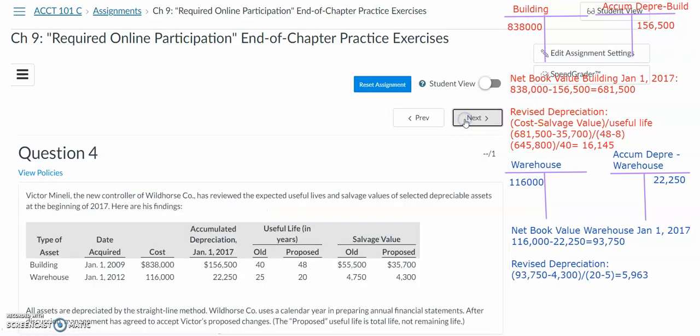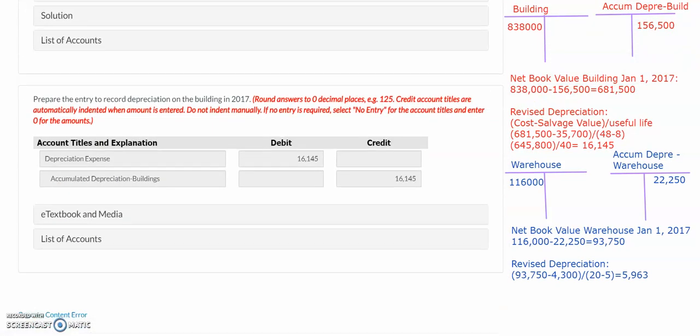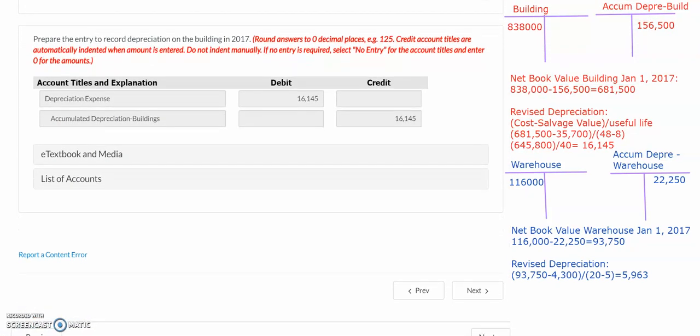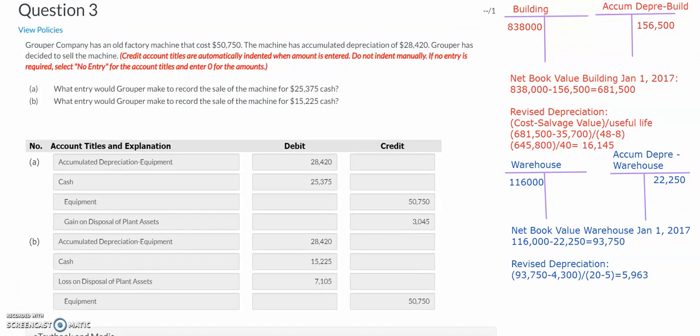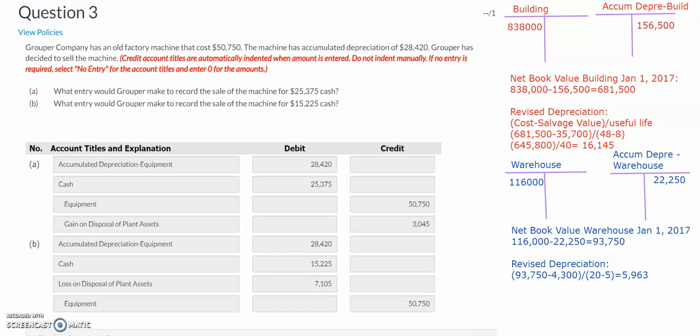And before I move on to question number 3, just one last part of question number 4. The journal entry to record the depreciation on the building is going to be a debit to depreciation expense and a credit to accumulated depreciation on the buildings for that same amount of $16,145 that we recorded in our first part. In question number 3, we have this old factory machine.